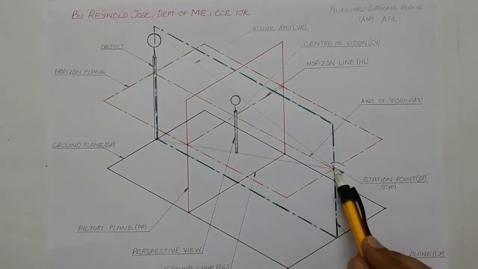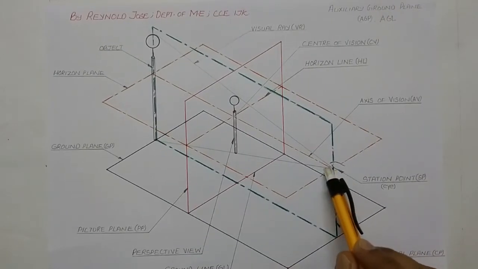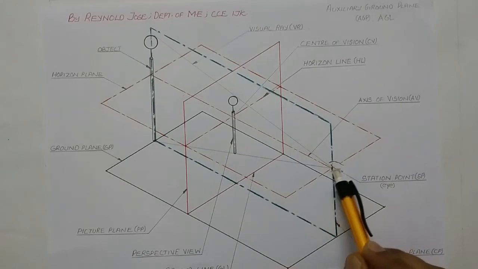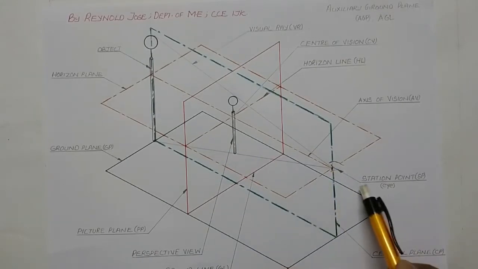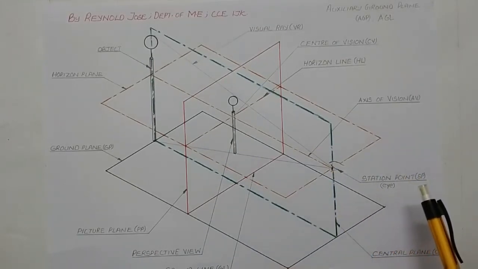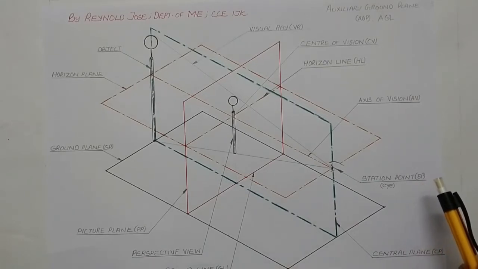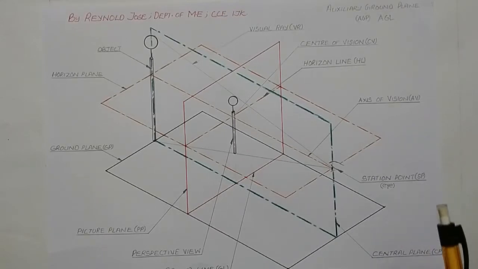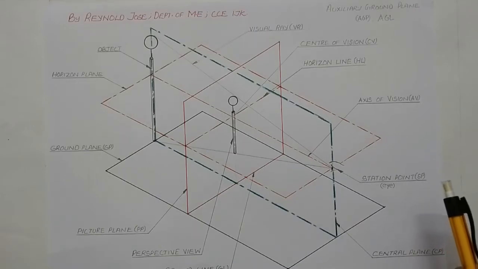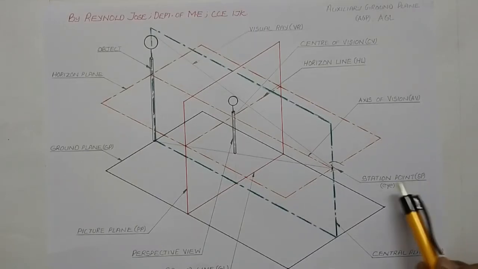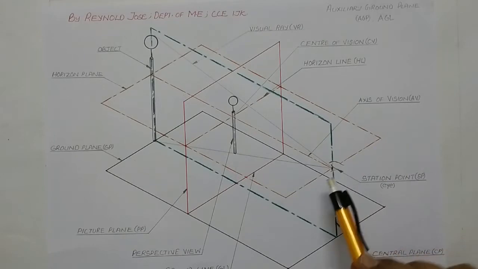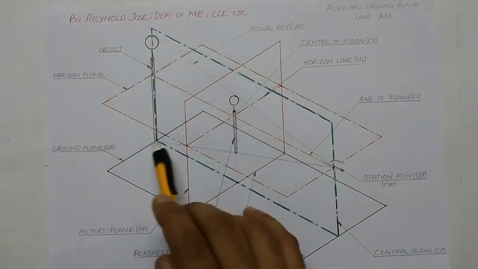Now here I have drawn the picture of an eye. This position is known as the station point. The station point is the point where the observer's eye is located. In perspective projection, the observer is not at infinity. He is somewhere in the near vicinity of the object. That is the main difference between orthographic projection and perspective projection. In perspective projection, the observer is standing somewhere near the object.